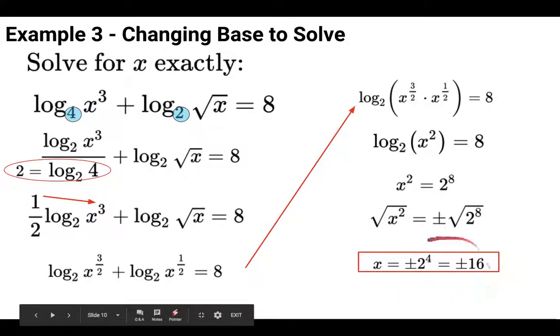However, it's important that we check these solutions, because upon a second glance here, I'm seeing if I were to take the negative 16 and put it into either of my logs, I'd end up having a log of a negative number, and that's not okay. So really what we need to say here instead is that the answer x is only equal to 16.